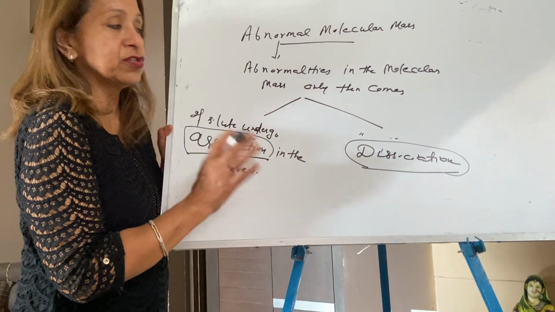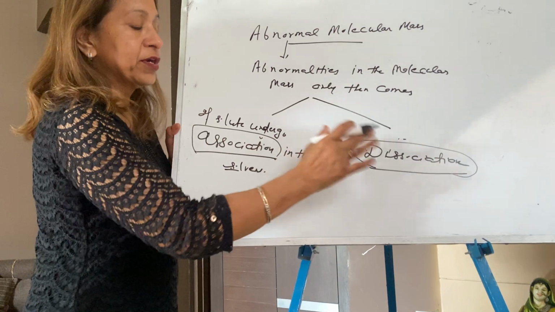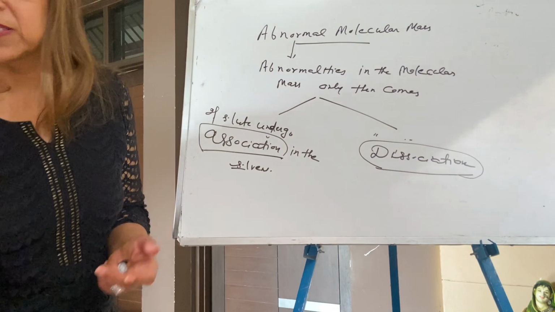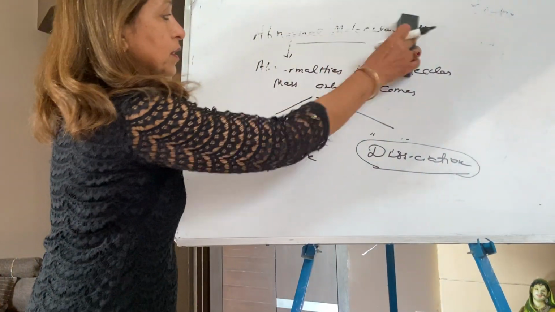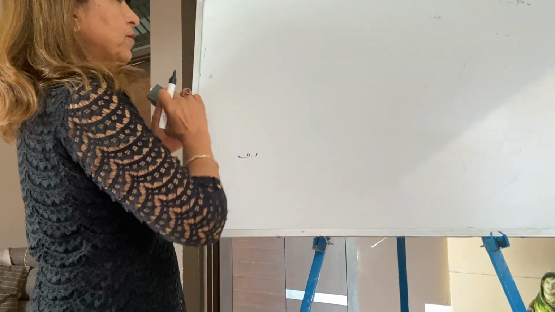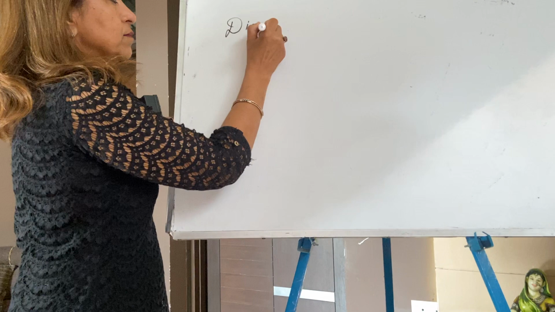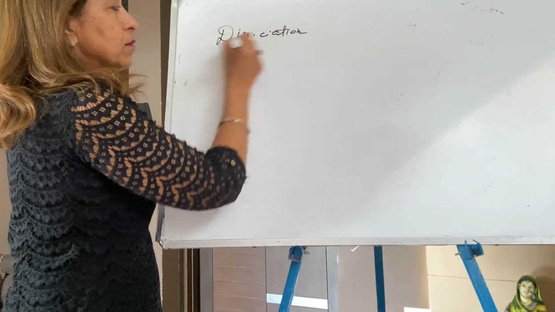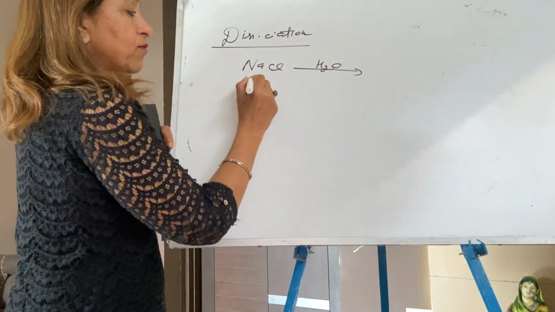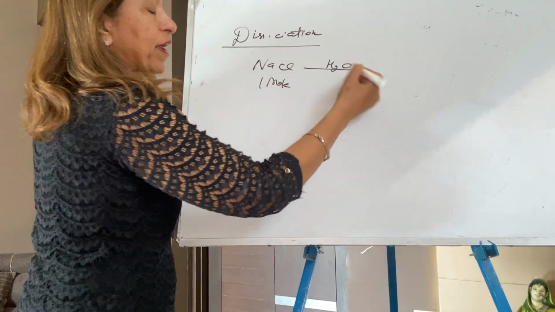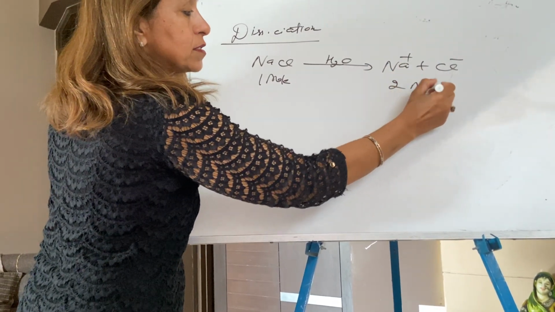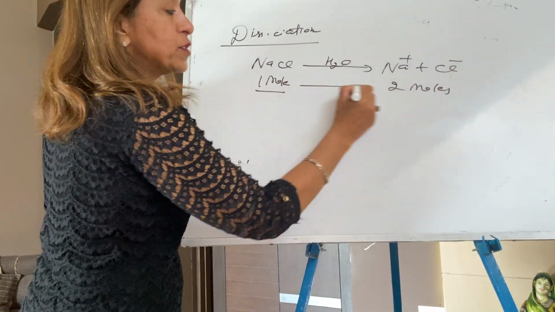Now one by one I am taking in detail. Write down, during dissociation. Next subtopic is during dissociation. Take the example when NaCl is put in water. I am taking dissociation first and association after that. During dissociation, if I take NaCl and put it in water, it was 1 mole, but when it goes into water, it breaks up into 2 ions. Now it becomes 2 moles. It was first 1 mole, now it is 2 moles.